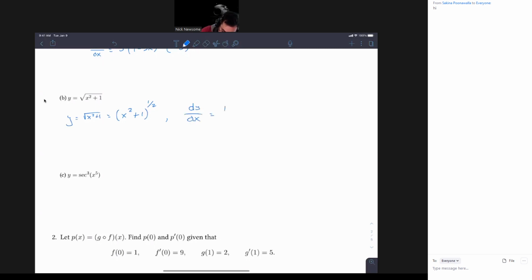All right, so the power rule happens first. So that 1/2 comes down. And then we multiply by the derivative of the inside. So the derivative of x squared plus 1 is 2x. And again, we don't have to simplify it. You can if you want to, or you can just leave it this way. Either way is acceptable.